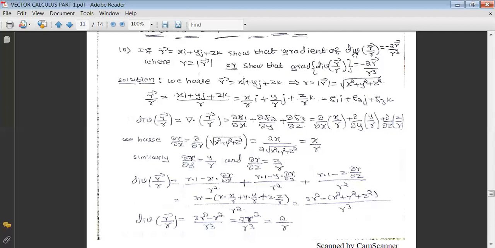First, let us find the divergence of r bar by r. We know that r bar is xi plus yj plus zk, and r is the magnitude of r bar, that is given by square root of sum of the squares of the components, that is x square plus y square plus z square. Now r bar by r means xi plus yj plus zk divided by r.